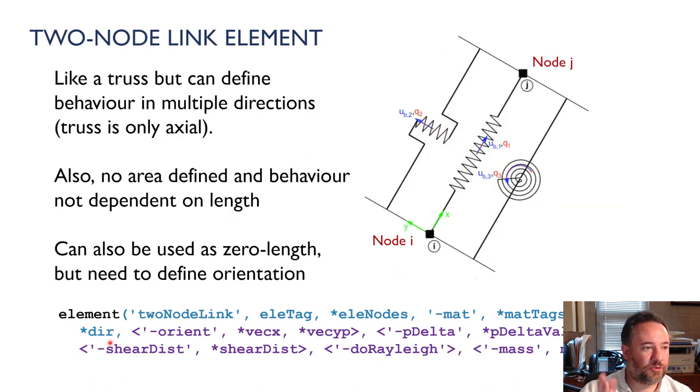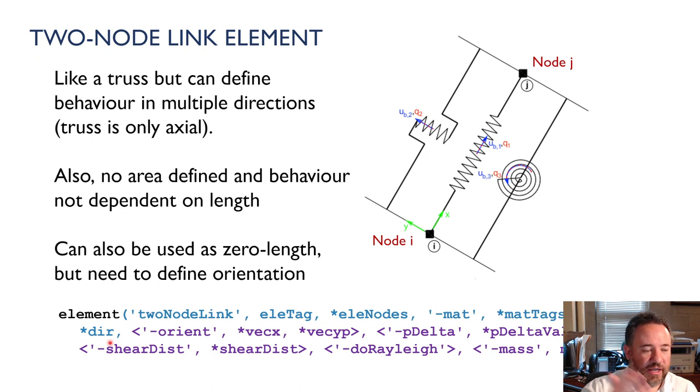Similarly, that's how this two-node link element works as well. It does not use the length, the distance between the nodes, to calculate deformation. For each direction here, just like for the zero-length element, I define the force-deformation relationship, or for the case of the rotational one, I define a moment rotation relationship using a material property. So this is kind of like using a truss element, except a truss I can only do axial deformations, and for a two-node link I can do deformations in all three directions, axial, shear, and relative rotation. But just like the zero-length element, there's no area, there's no length defined.